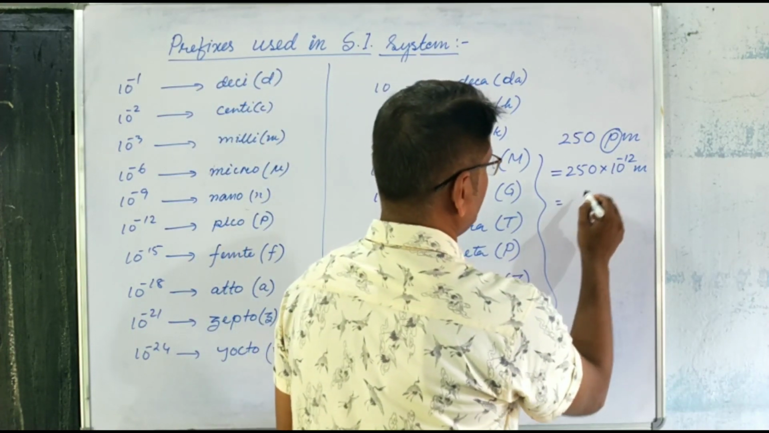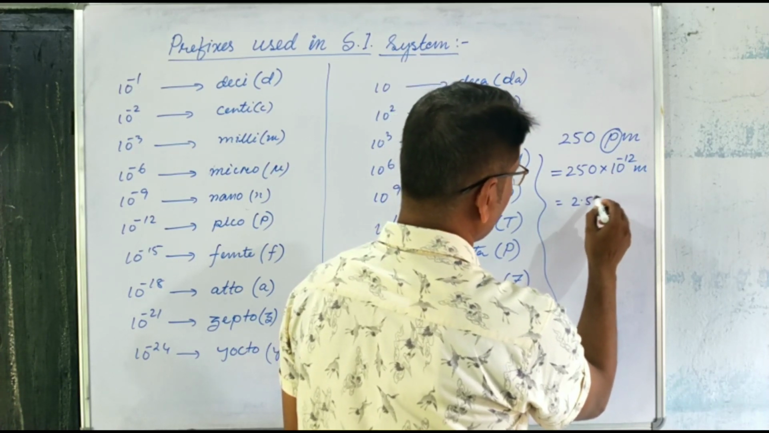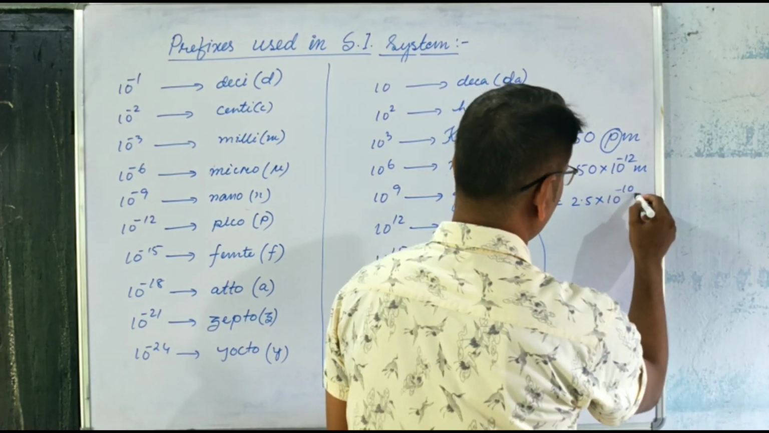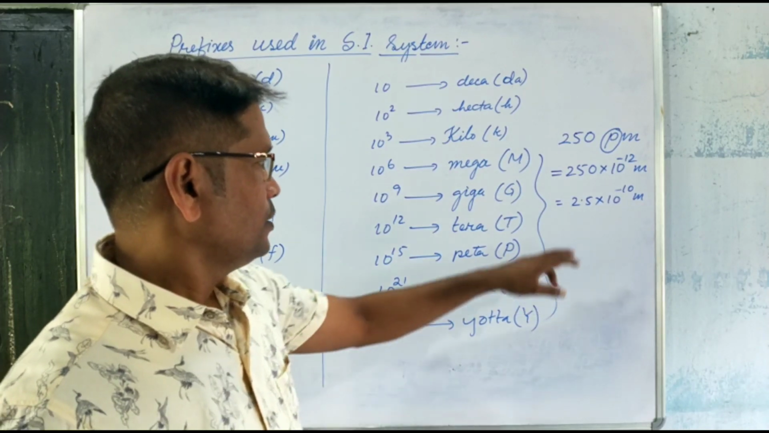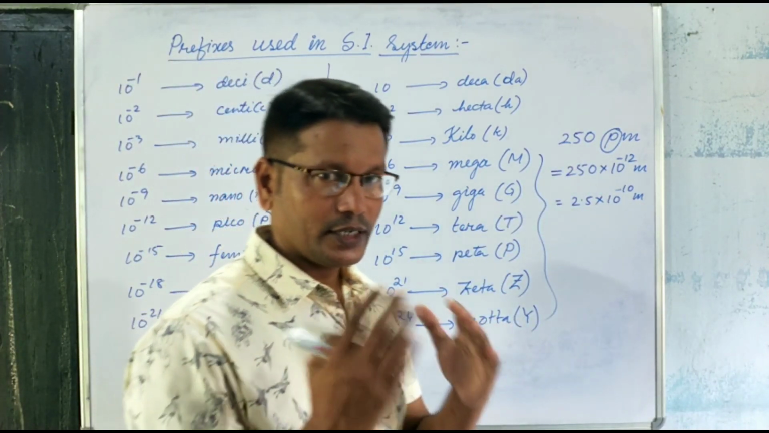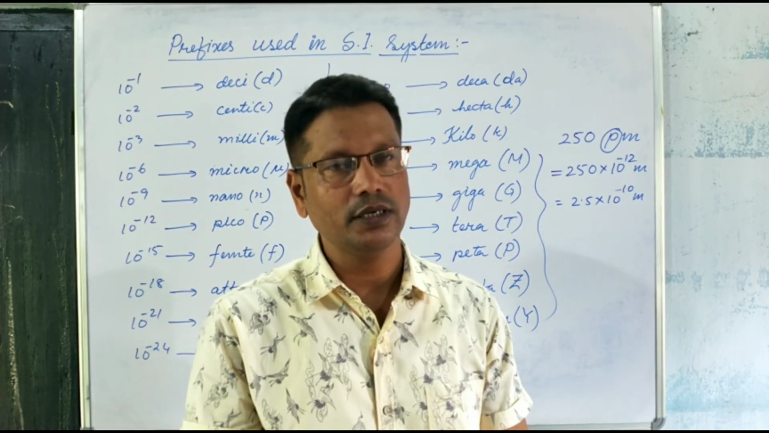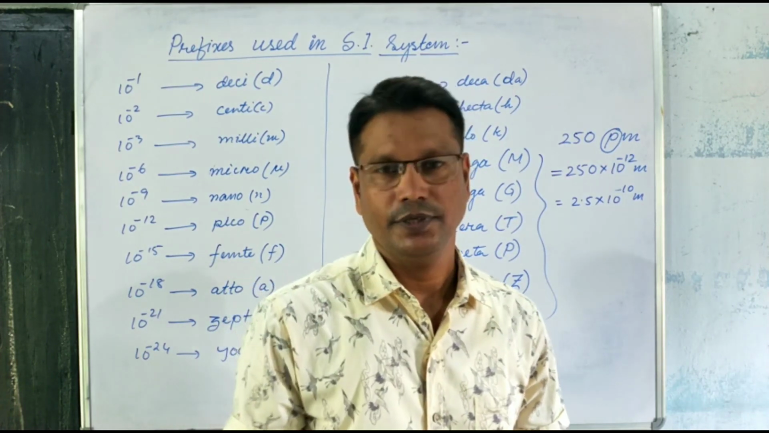That means it is equal to 2.5 into 10 to the power minus 10 meter. Okay. So this way we can express the unit of measurement of a physical quantity with the help of prefixes.